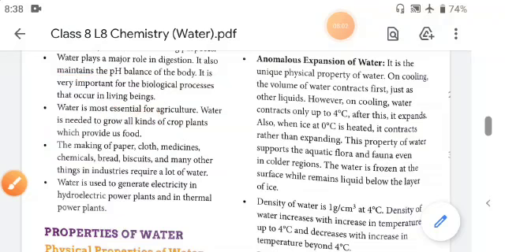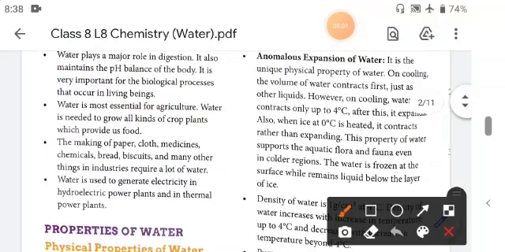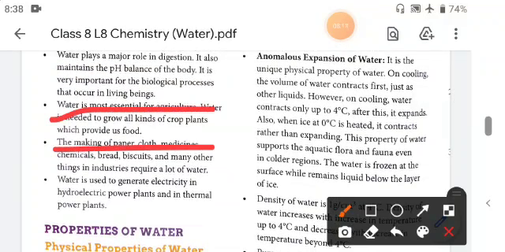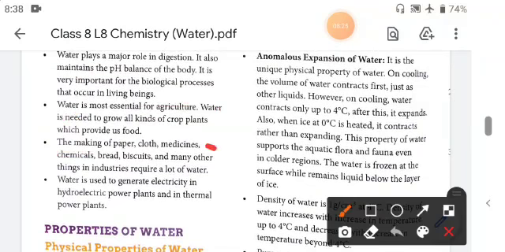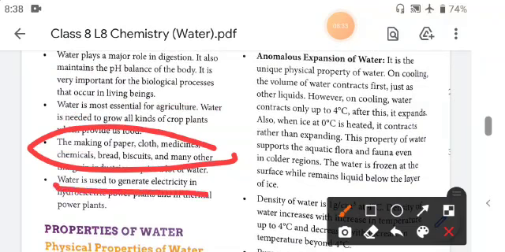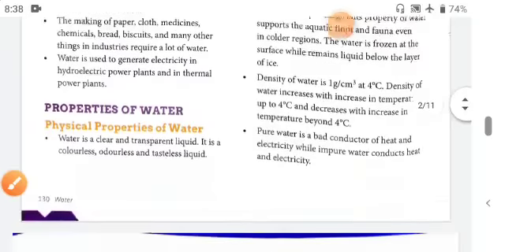Now water is most essential for agriculture. You know, in irrigation water is used. Now the making of paper, cloths, medicines, chemicals, bread, biscuits, and many other things in industry, they require a lot of water. Now water is used to generate electricity also. You know, with the help of water, electricity is generated.